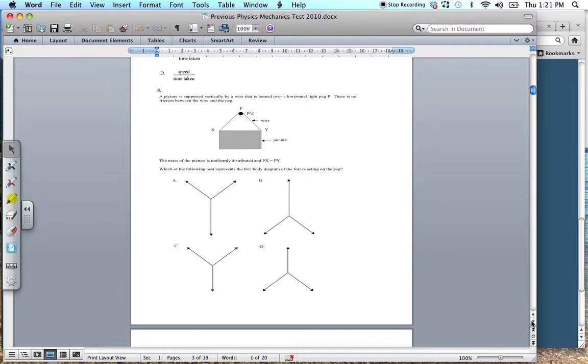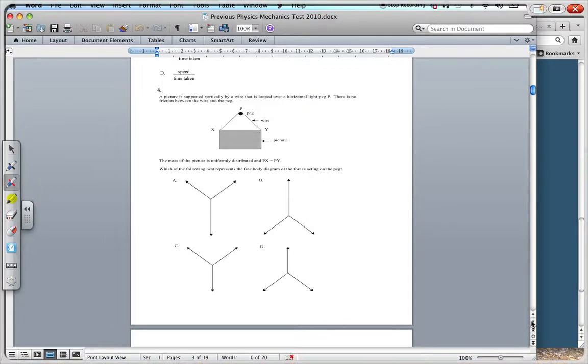Alright, so we've got this one. A picture frame is supported vertically by a wire that is looped over a light peg. Sorry, I can't read this very well. Over a horizontal light peg P. There is no friction between the wire and the peg.